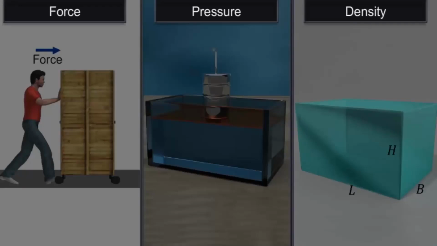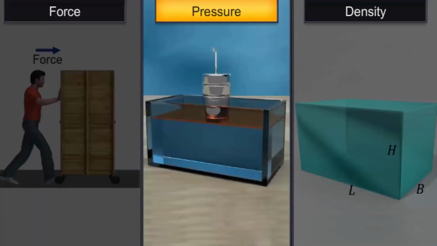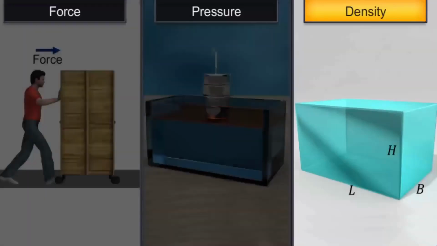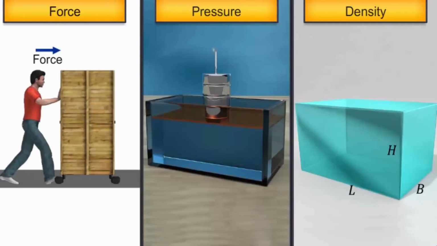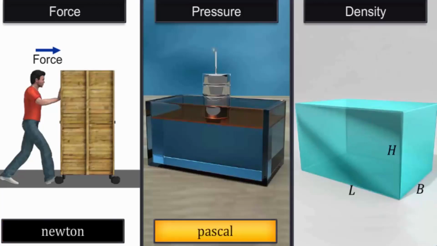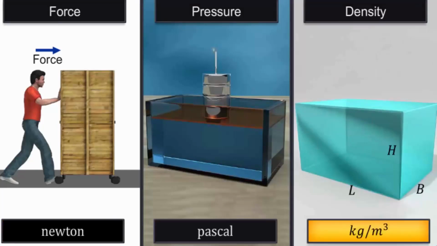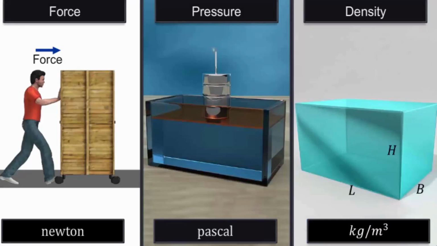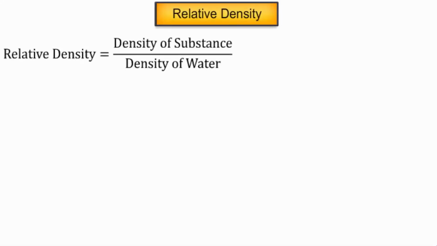So far, we have discussed derived physical quantities, namely force, pressure, and density. These quantities have units, namely Newton, Pascal, and kilogram per meter cube, respectively. But there are certain derived physical quantities that do not have units. For example, relative density is the ratio of the density of a substance to the density of water. As it is the ratio of two identical quantities, it does not have any unit. Therefore, the quantity relative density does not have any dimensional formula.